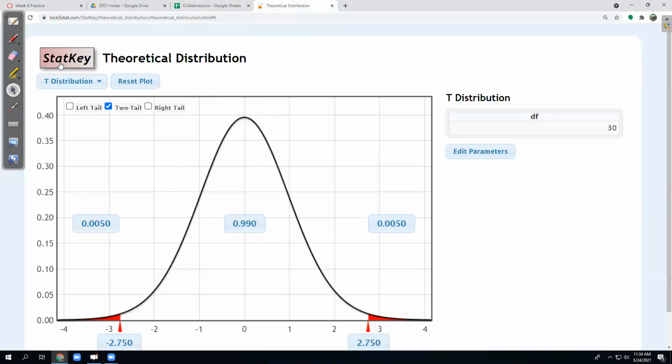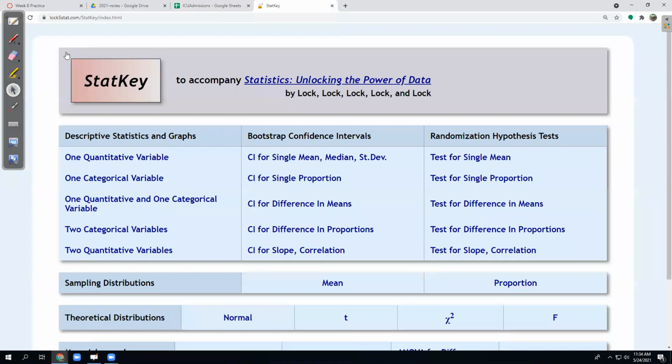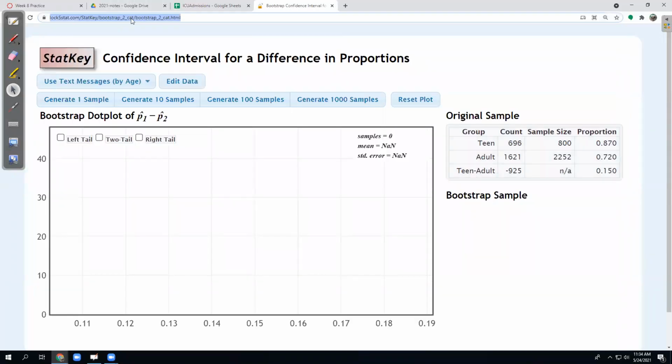All right, and then in StatKey, what we want to do here is, let's see, what do we got? We got a proportion, but it's a difference in proportion. So I need to make sure I'm in the right place. So confidence interval, difference in proportion. I want this one right here. I'll put that in the chat too, and in the YouTube video description.